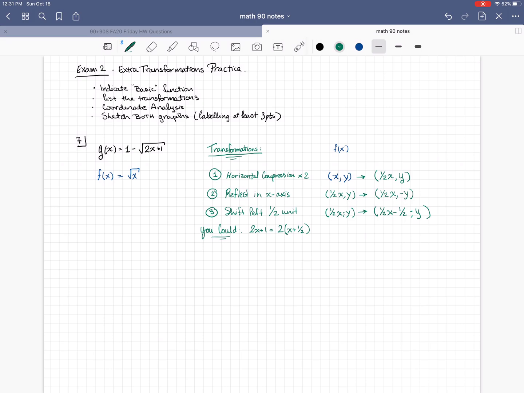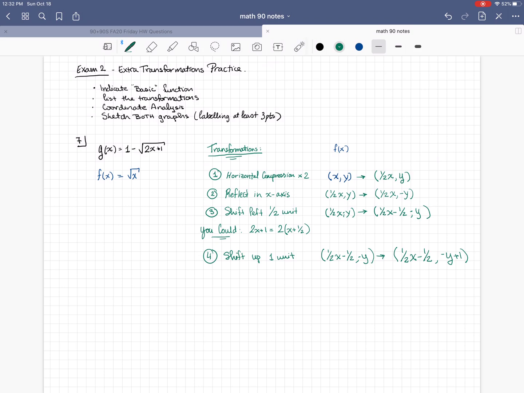We have one more transformation left, and that's accounting for that 1 on the outside. So say it with me. What is that? That is a shift up 1 unit. Okay? So a shift up is not going to impact the x coordinate at all. But it is going to add 1 to our y coordinate.